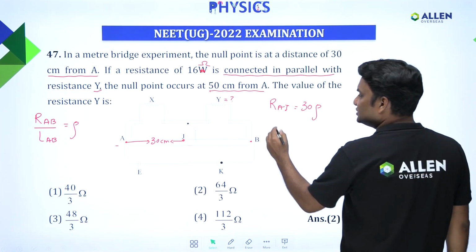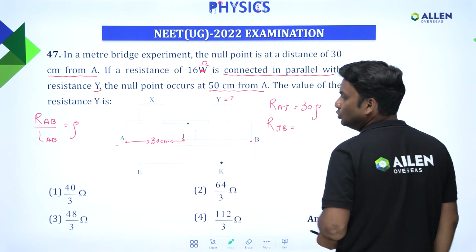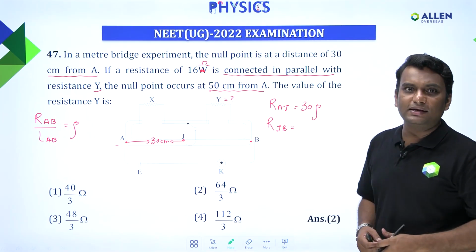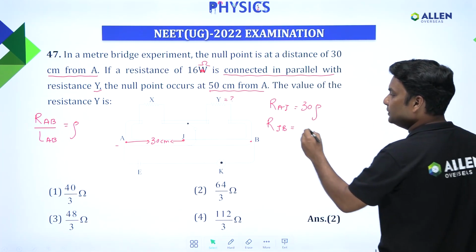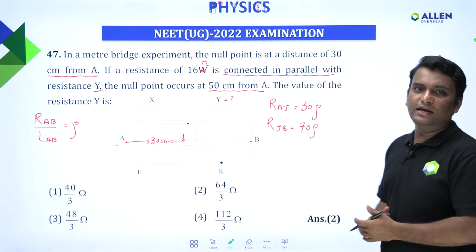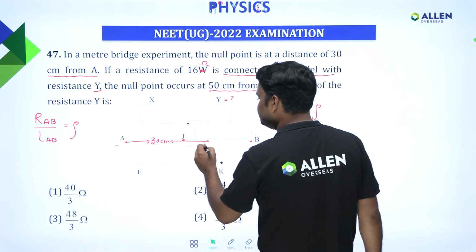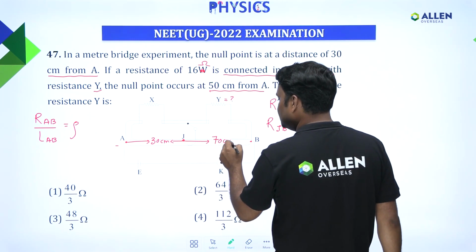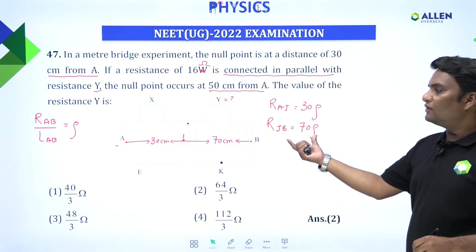Same way I can say the resistance for the remaining part, R JB, is going to be equivalent to the total length of the meter bridge wire, which is 100 centimeter. So if it is 30 centimeter, the remaining is going to be 70 centimeter. So it is going to be 70 rho. First of all, we got the value here.